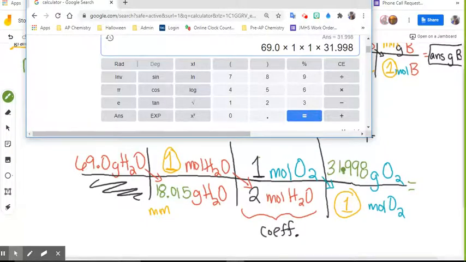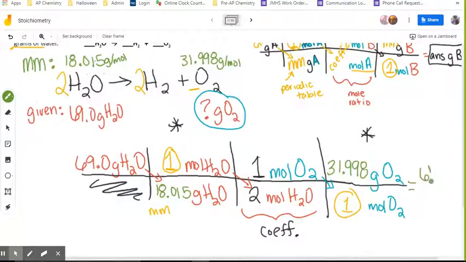And then we're going to divide 18.015, divide 2, divide 1, push enter. And now we're left with 61.278. So we're going to look over here. I have 1, 2, 3 digits. So I'm going to go 1, 2, 3. So 61.3. We're going to round that one up, okay? So 61.3 grams oxygen is our final answer, okay? And that's it. So fun stuff.